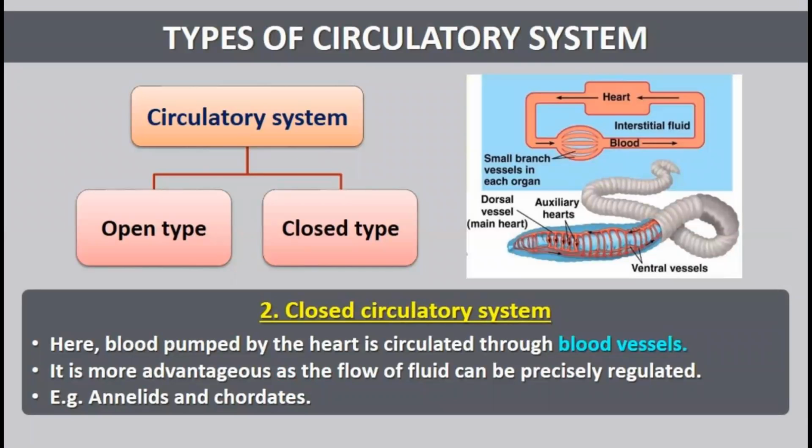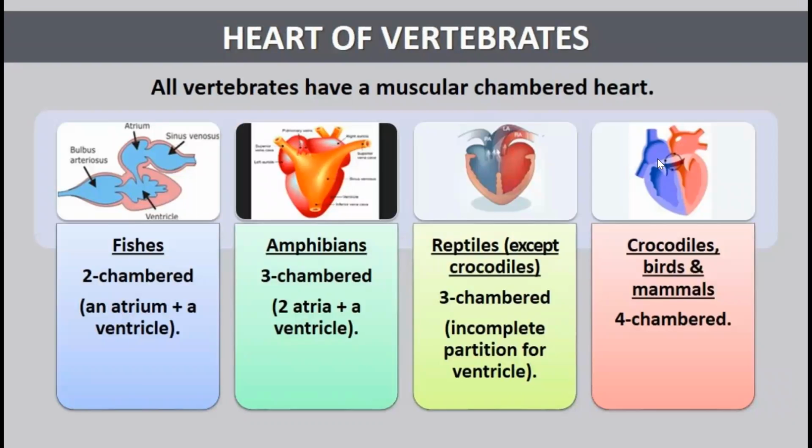The other type is the closed circulatory system. Here, blood pumped by the heart is circulated throughout the blood vessels. It is more advantageous as the flow of fluid can be precisely regulated, and examples of the closed circulatory system are annelids and chordates.